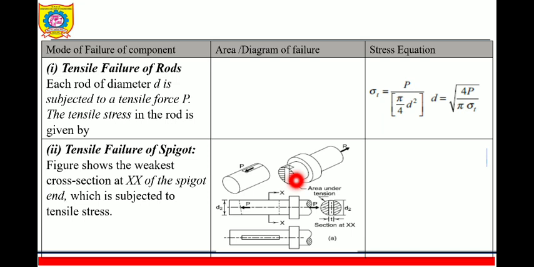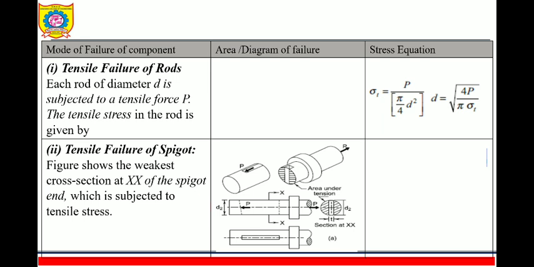In this shaded portion, the cross section area of the spigot is least. So this area we are going to consider. So you can see this diagram here now. This one is total spigot. So in this spigot, XX is the section which is having least cross section.